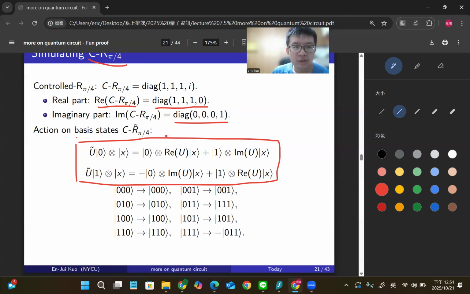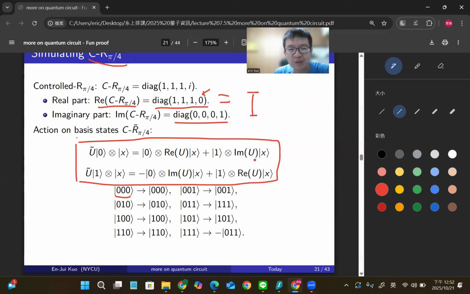Okay, so let me just do it. This is the computational result. For example, when x is 0, 0, we get 0 for the real part. The real part is always the identity unless x is 1, 1. When x is 1, 1, it gives you an extra 1. That's it. So when it's 0, 0, 0, you get 0, 0, which is the identity.